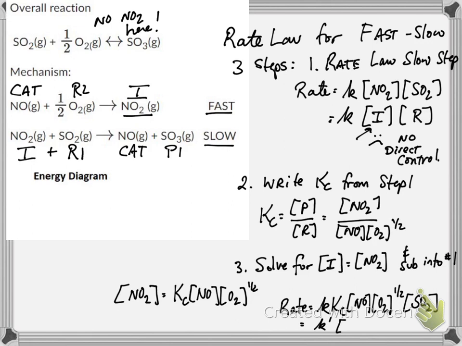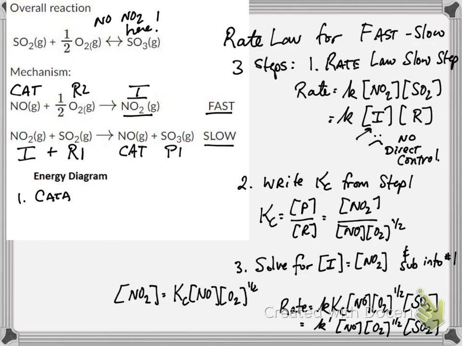We're going to combine the constants, the rate constant and the equilibrium constant, into some new constant. Don't really care about it, but we just call it k prime. And then we have NO to the first power, O2 to the 1/2, and SO2. All right, so that would be our overall rate law.